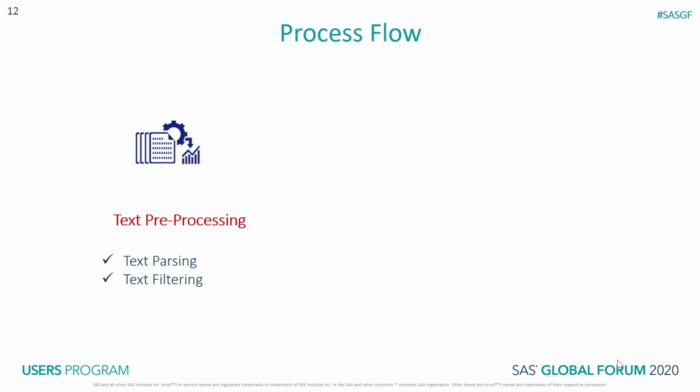The cleaning, such as removal of stop words, entities like usernames, phone numbers, and even punctuations. This was done using SAS Enterprise Miner's text parsing node. Once text parsing has been done, text filtering was performed by using SAS Enterprise Miner's text filter node.